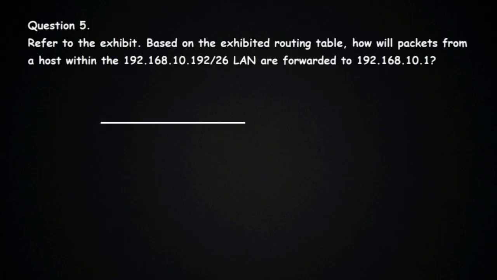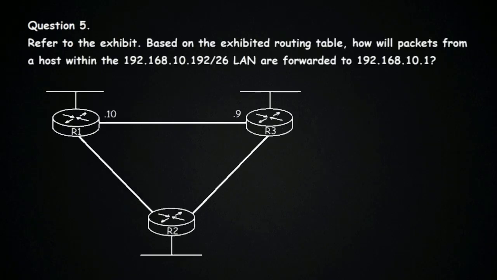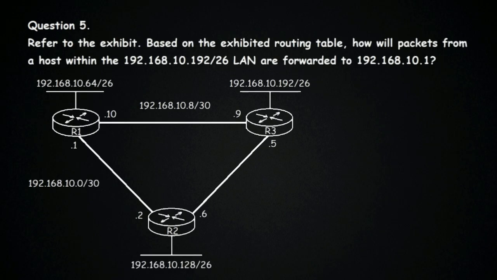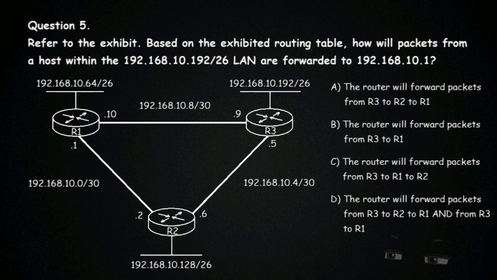Question 5. Refer to the exhibit. Based on the exhibited routing table, how will packets from a host within the 192.168.10.192/26 LAN are forwarded to 192.168.10.1? Options. Answer is D. The router will forward packets from R3 to R2 to R1 and from R3 to R1.